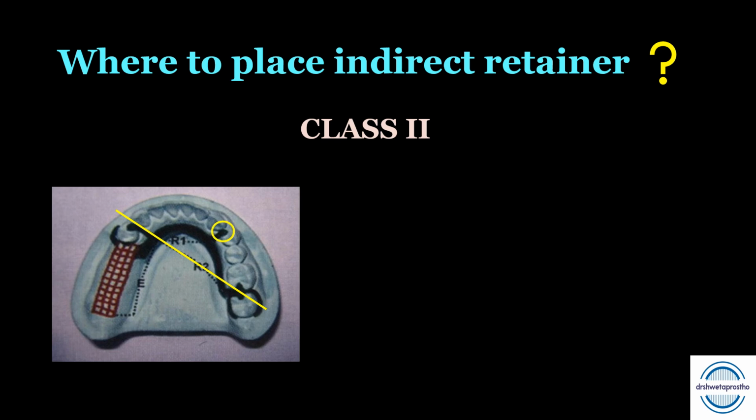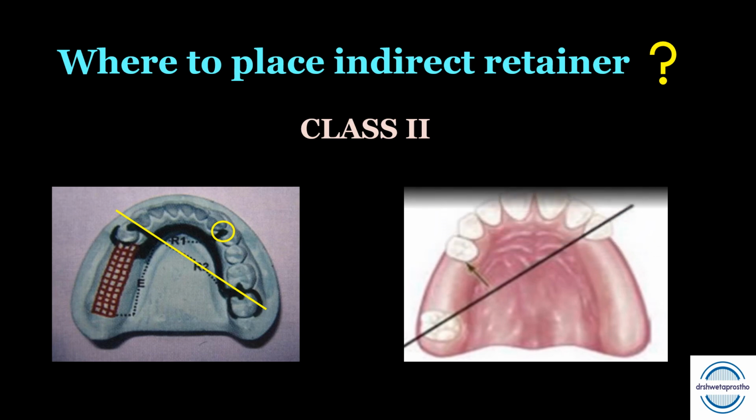Now, in class 2 with modification spaces, the occlusal rest given on the mesial or the anterior abutment of the modification space or the tooth bounded saddle provides the indirect retention.